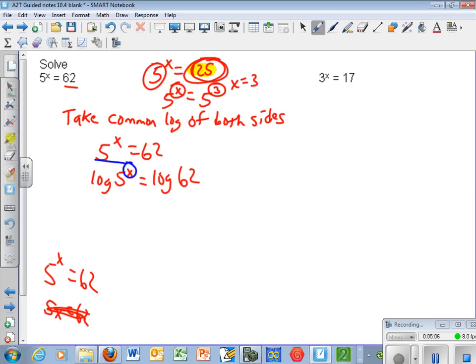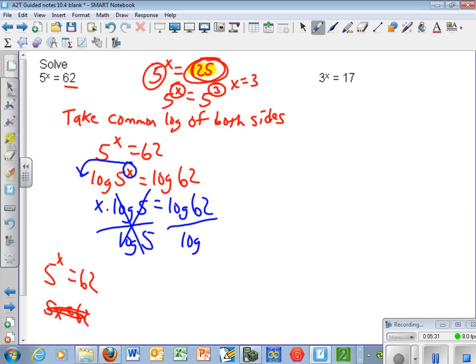Now, think about your logarithm rules and properties. The log of something to a power, that power comes down in front. It becomes x times the log of 5 equals the log of 62. Remember, if you had the log of something to a power, the power comes down in front and is multiplied by the log of that. Well, now, how do I solve for x? I got to undo multiplying by the log of 5. So I don't divide by 5, I divide by the log of 5. Notice I haven't even reached for my calculator yet. I'm going to get the x all by itself first.